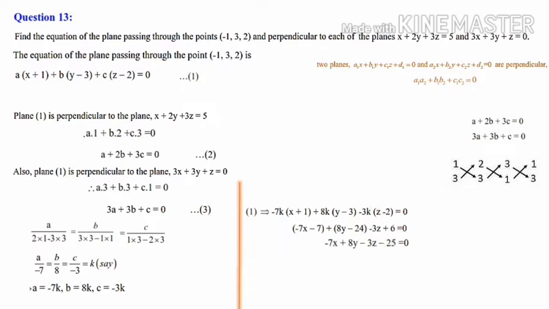Then minus 7x plus 8y minus 3z, and here it is minus 7 and minus 24, and here plus 6. When you do the calculation you will get minus 25 equal to 0. So when you eliminate minus or negative 1, if you cancel it, you will get 7x minus 8y plus 3z plus 25 equal to 0. This is the required equation of the plane.